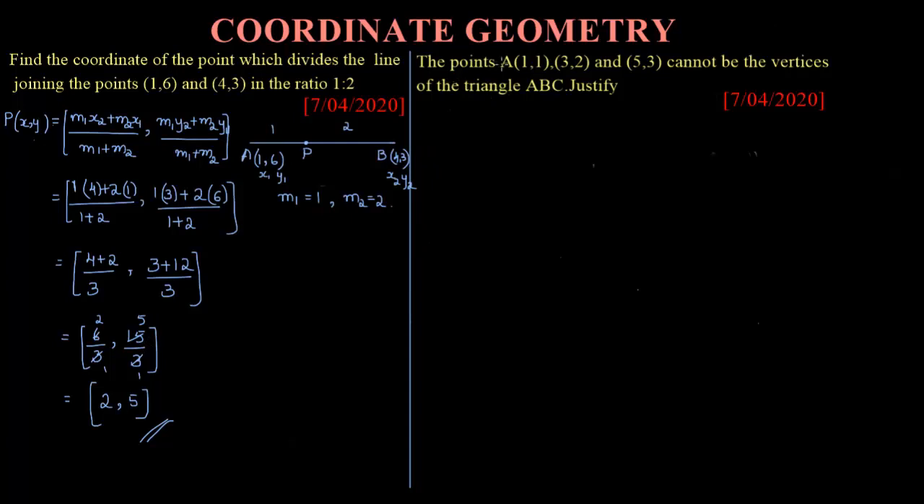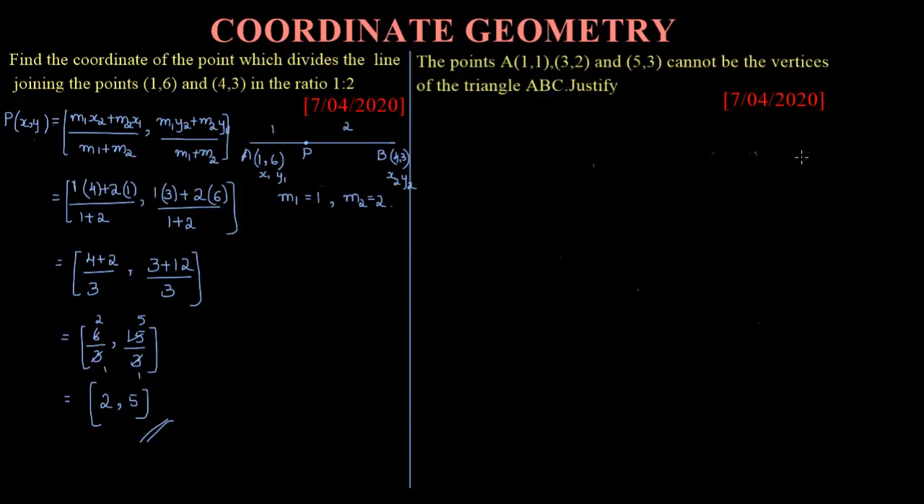And this question I have also taken from the paper of this year itself, that is 2020. You can observe this question: they have given these 3 points and they are asking you to prove that these points cannot be the vertices of the triangle ABC. So you need to prove that it is not forming a triangle, and you need to justify it. You need to give the proof.